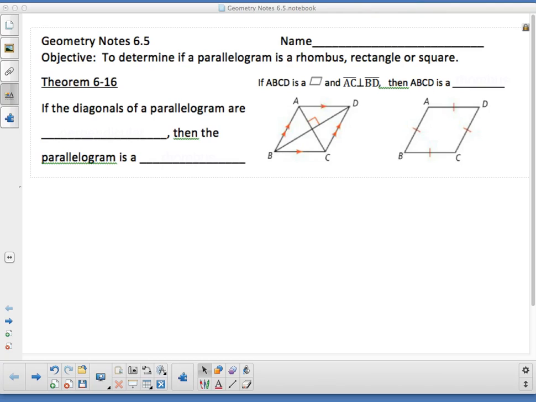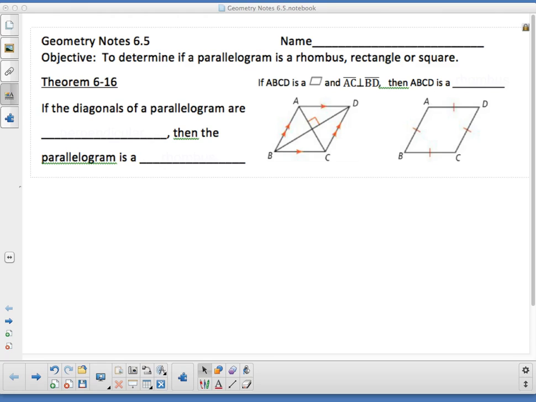Okay, we got geometry notes 6.5. Today's objective: to determine if a parallelogram is a rhombus, rectangle, or square. Keep in mind this little figure up here means parallelogram, that I have up on the board here that I'm pointing to. Okay, now what we're going to be reviewing and kind of going over: rhombuses, perpendicular diagonals.